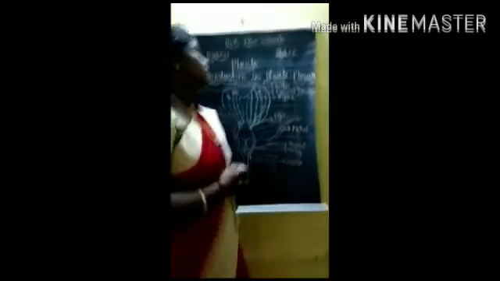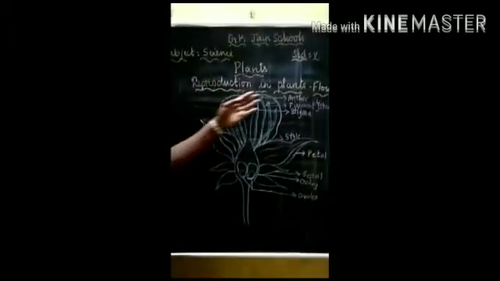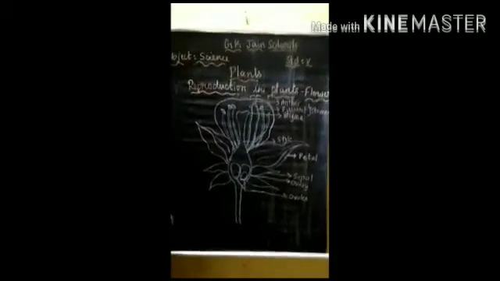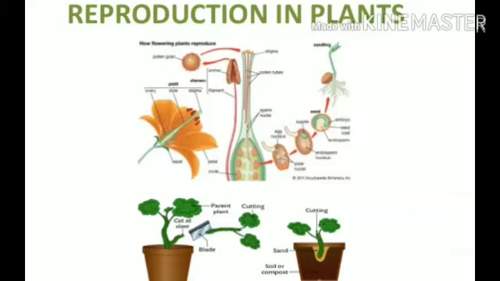Okay children, today we are going to see about the reproduction in plants. Do you all know what is meant by reproduction? Reproduction is nothing but the process by which an organism produces new individuals of the same species. In other words, they produce young ones like themselves during their lifespan, so that their species may not die out. So that is known as reproduction.